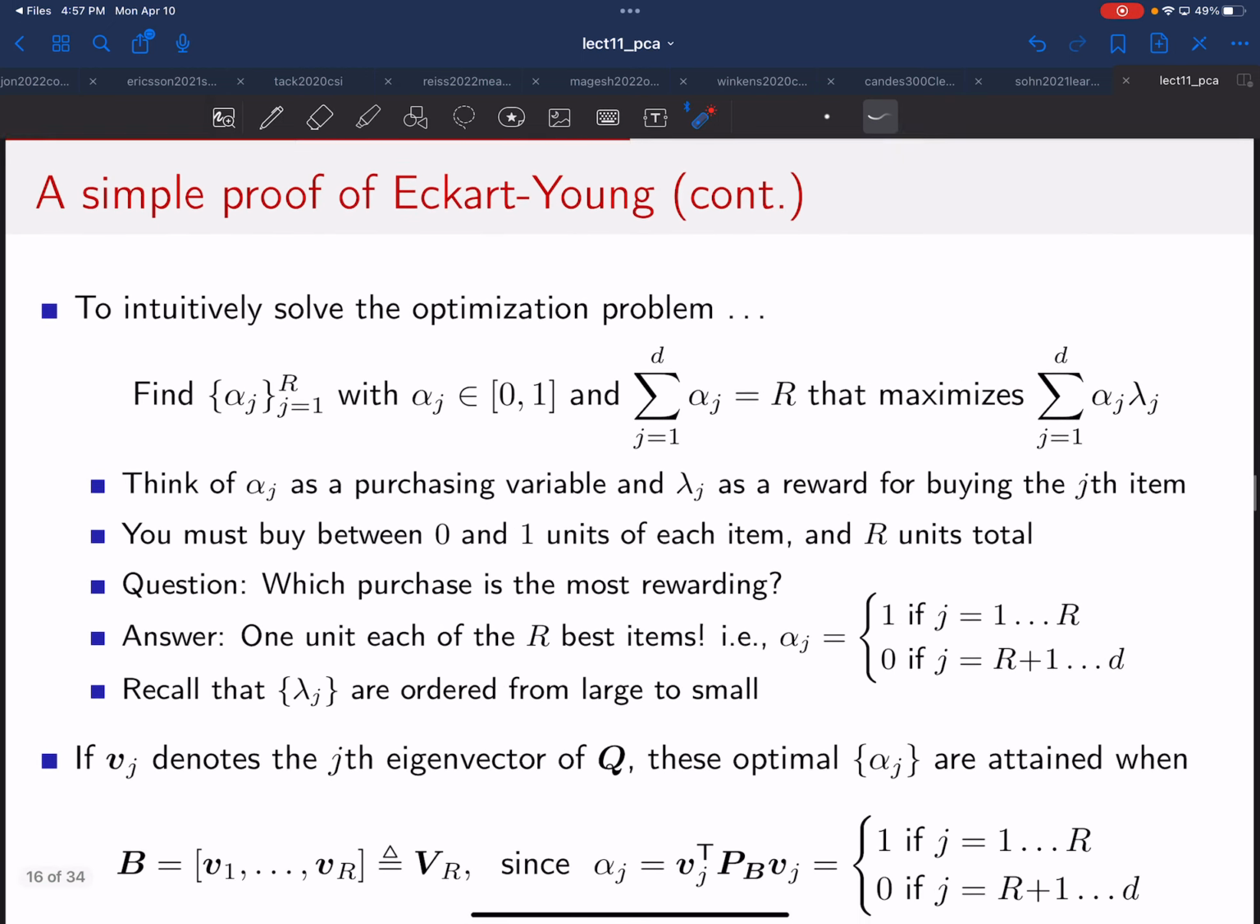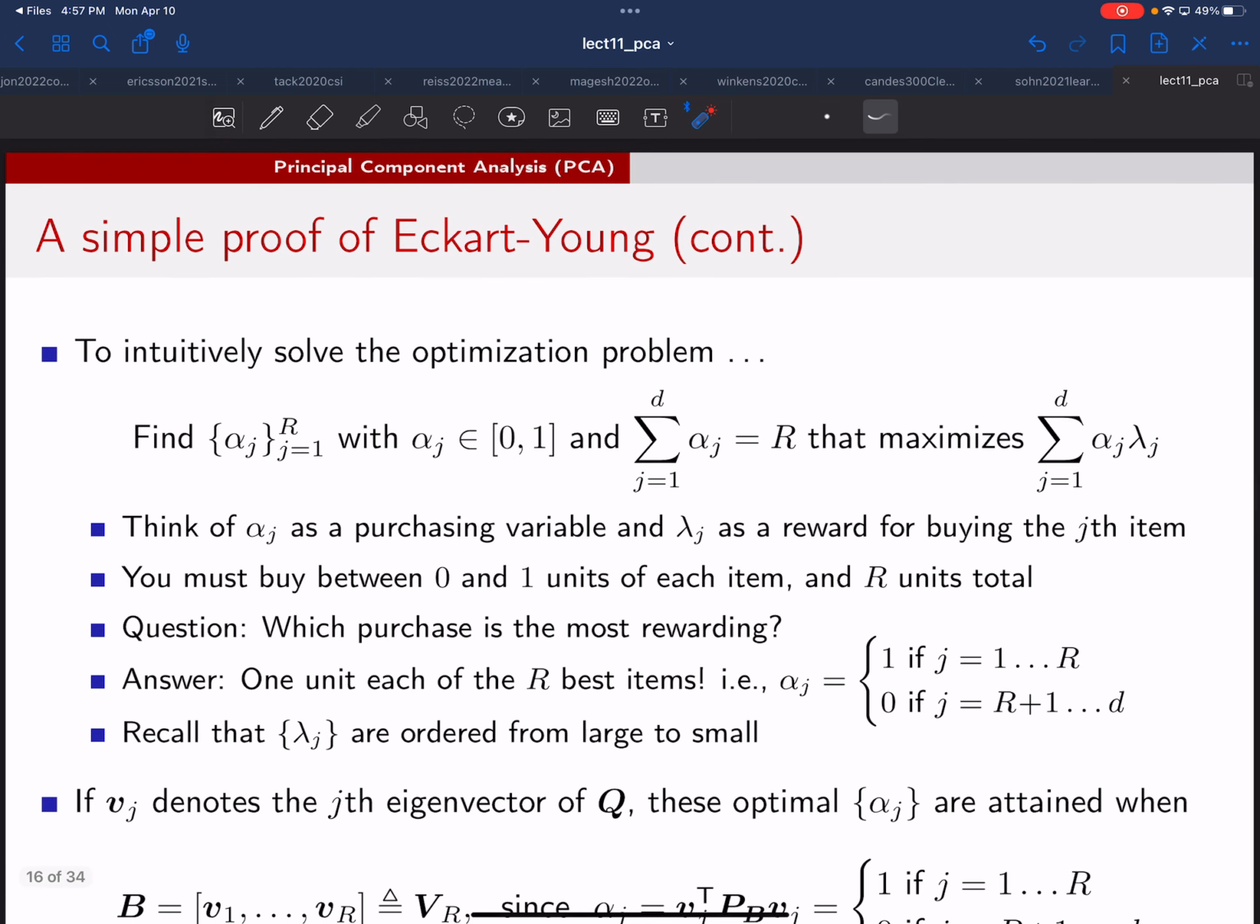We can actually think about this as a resource allocation problem, as a problem that we could face when we go to a store and we go shopping. So we can think of these alpha j's as some purchasing variables. J is going to be the jth item in the store. We're going to purchase between 0 and 1 of every item. So no less than 0, no more than 1. And we have our total budget, when you sum up how many different units we can purchase, it's total of R. So there's D items in the store, but we can't buy one of every item. We can only buy R total.